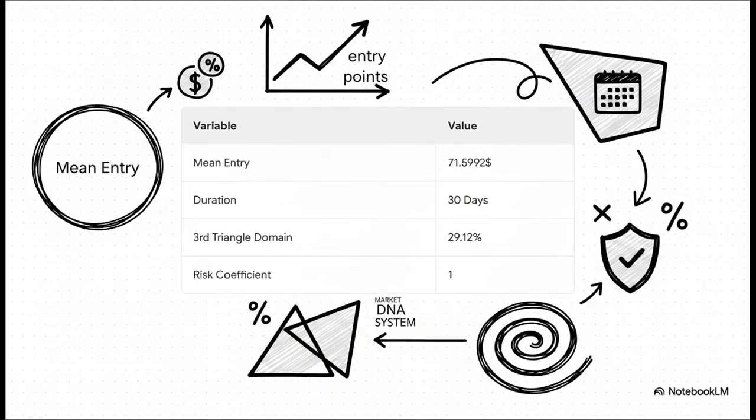Moving forward, let's document the core geometric variables derived from those entry points. As you can see right in the table, the mean entry sits at $71.5992. The trapezoid time duration is exactly 30 days. We also have a third triangle domain percentage. That's calculated as 2 times 14.56%, which gives us 29.12%. And finally, we have a risk coefficient of 1. These parameters form the strict arithmetic foundation for the specific cycle.